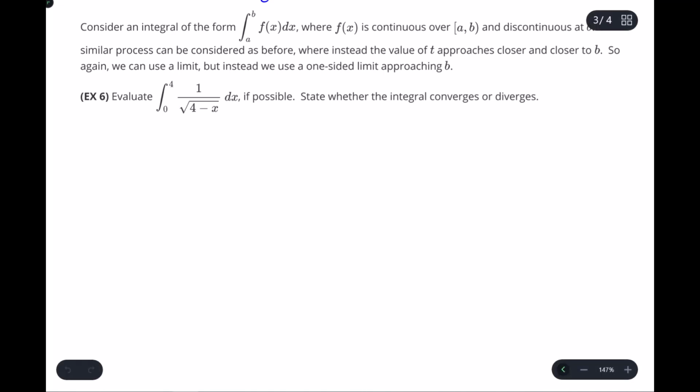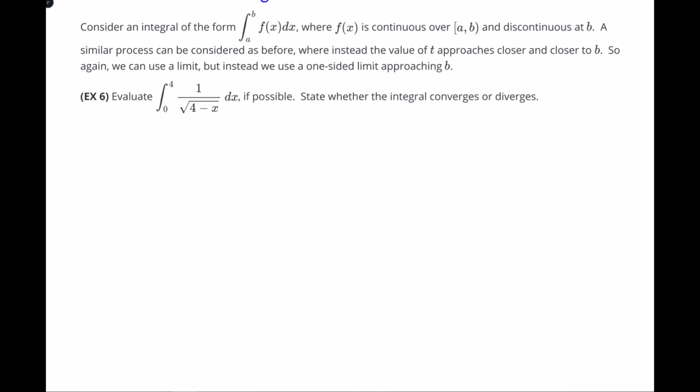We can also have improper integrals at endpoints other than infinity. If you have an integral where an endpoint happens to be the location of an asymptote, then we would also need to use an improper integral in order to evaluate that. And what I mean is we would need to change it into a limit in order to evaluate. So let's take a look at an example.